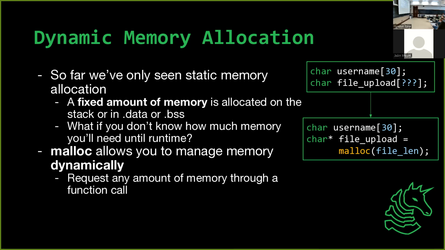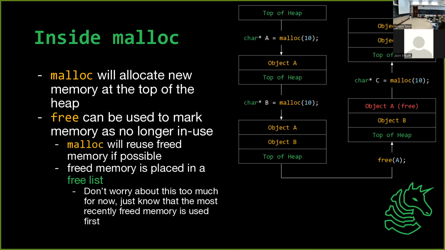So the question now is, what can go wrong? First, just to understand malloc a little bit more, it allocates new memory, and there's this region of memory called the heap. I showed you it starts at a given address, and we can call that address the top of the heap.